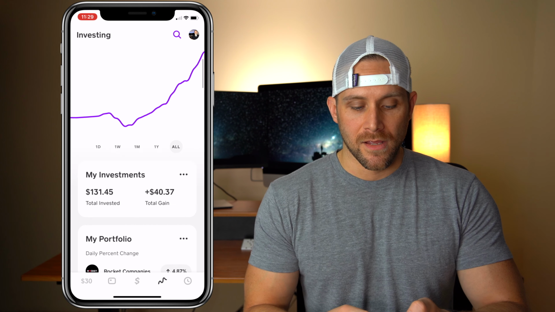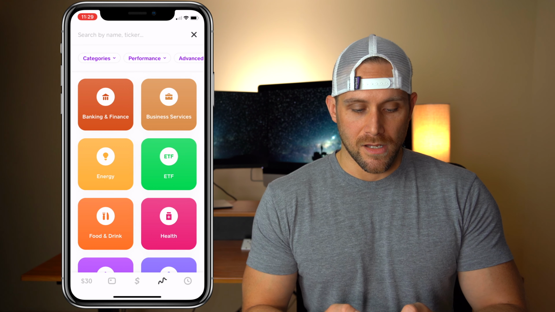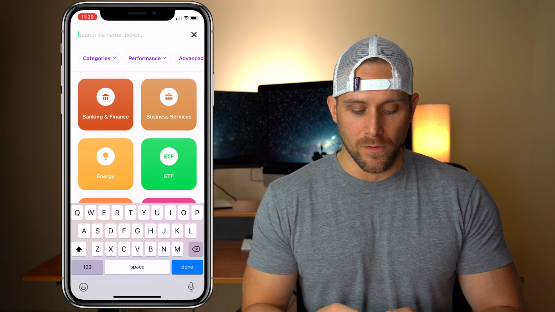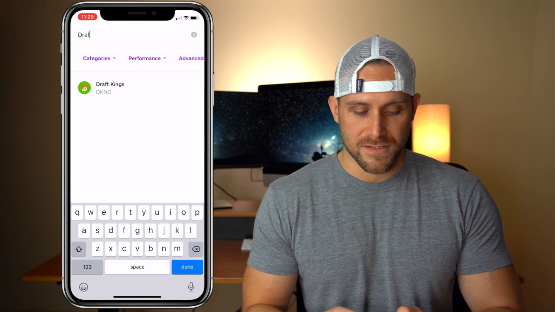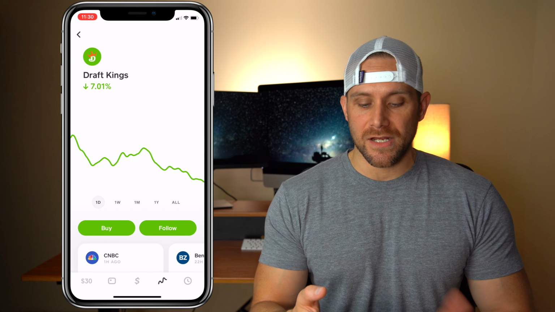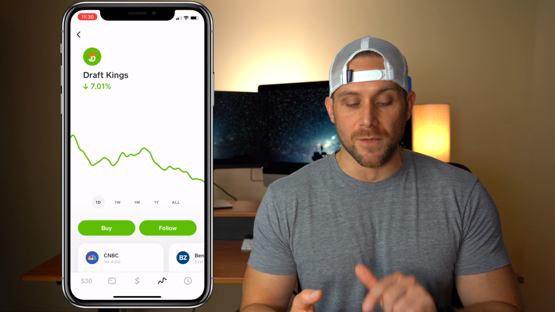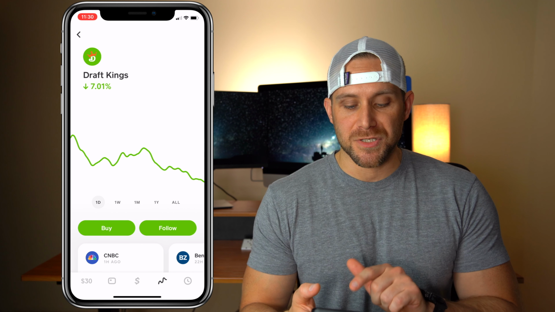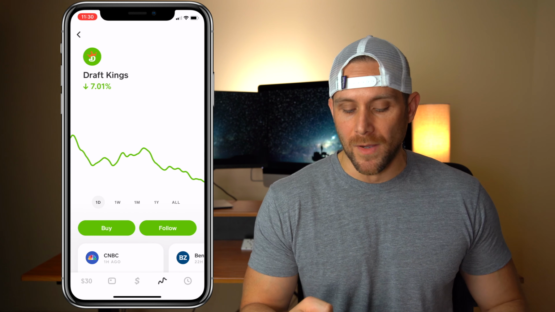So we'll hit back, and I'm going to go to the main investing screen. I'm going to click the search, and let's look for DraftKings. Here's DraftKings. Because I don't own it, it only shows me the option to buy it, but not sell it. The option instead of sell is follow, which we'll talk about in a second here.